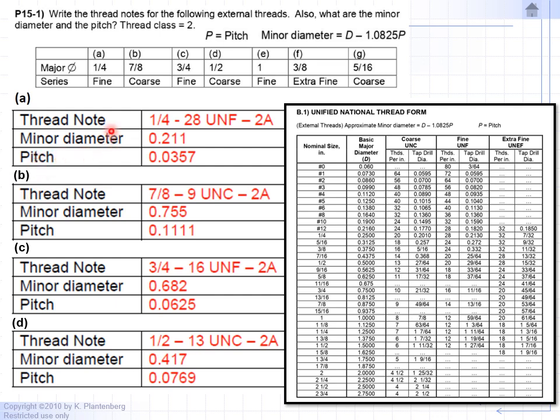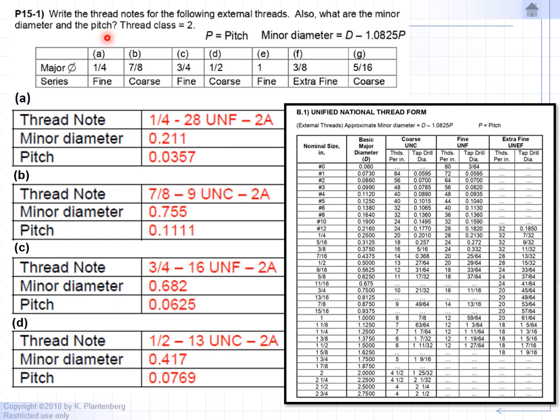All right, so let's go ahead and read the instructions. Write the thread notes for the following external threads. Okay, so this is going to be a bolt or a threaded rod, not a hole, not a hex nut, but an external thread on a shaft. So that's where we get the letter A. So for this handout, problem 15-1, we're going to have A for all of them, indicating external thread, so thread on a shaft. Also, what are the minor diameter and the pitch?